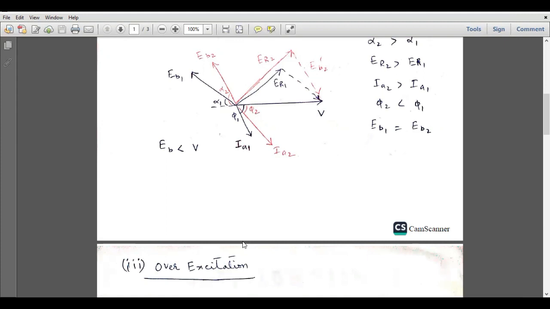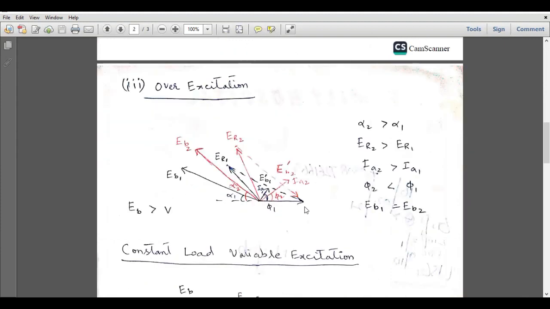In the final case, we will discuss the overexcitation case, in which the magnitude of this back EMF vector is greater than the applied voltage vector. This is the applied voltage vector V. This is EB1 at an angle of alpha 1. When we increase the load, this is EB2 at an angle alpha 2, but the magnitudes are the same since the excitation is kept constant. So this EB1 has to be placed over here.